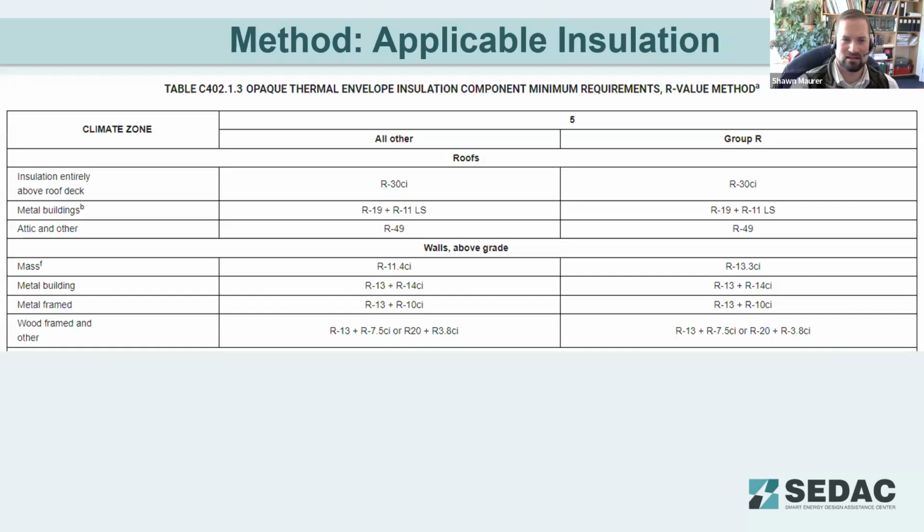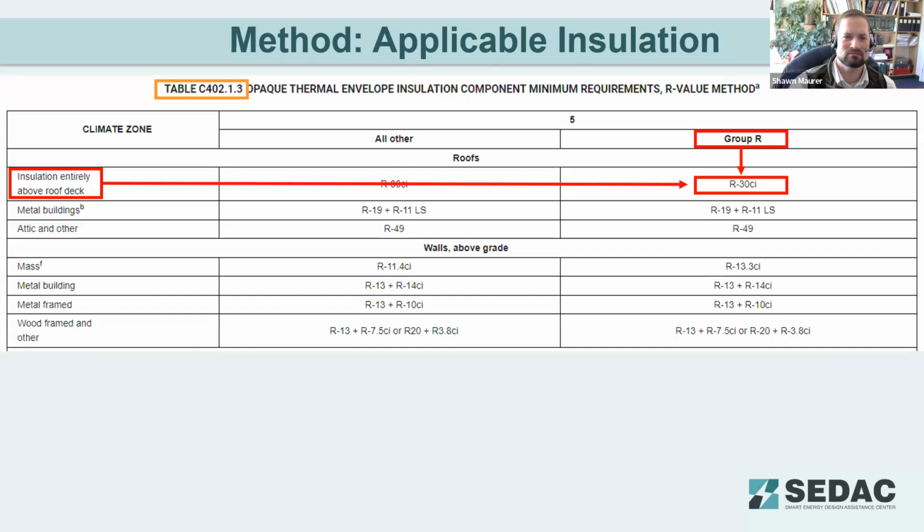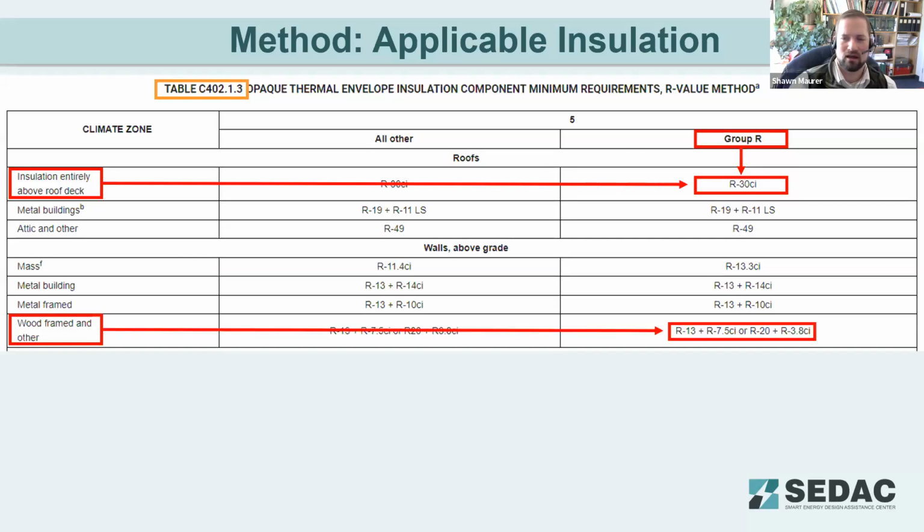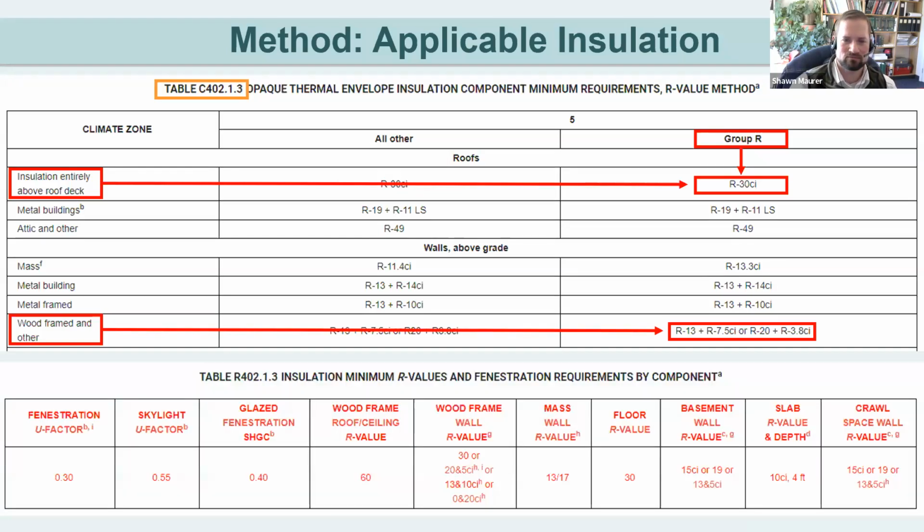As far as the insulation requirements, we've pulled out the commercial requirements here. This is a Group R building, so we're looking at the Group R column for the insulation requirements. For the roof deck, it is that R30 continuous insulation. And then for the walls, depending on how they're framed, here we've picked the wood framed for this project. You have a couple of different options for how to meet that framing requirement listed in that R value table.